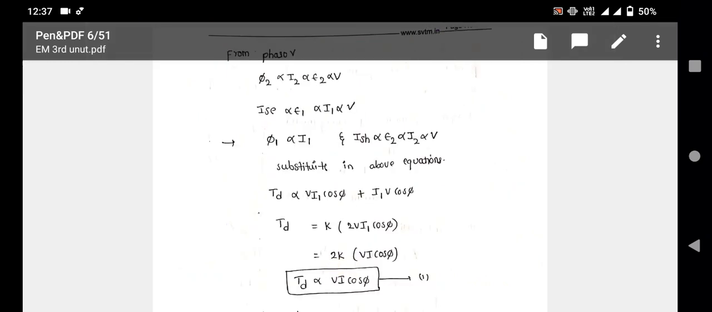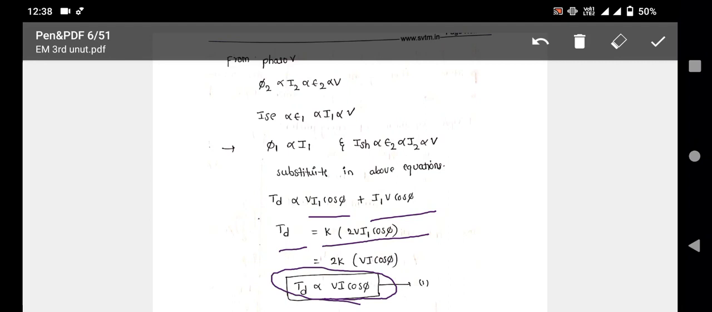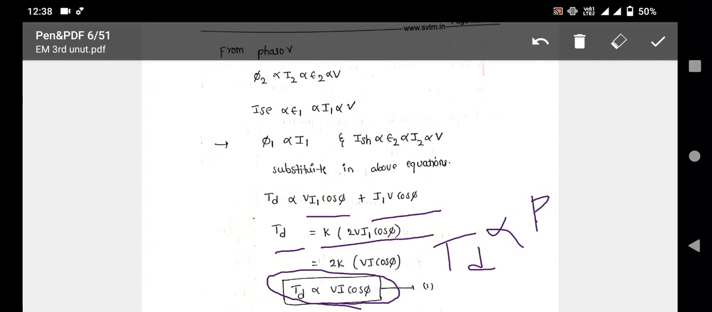By substituting the above equations, TD is proportional to VI1 cos phi plus I1V cos phi. From this, TD equals K 2VI cos phi, that is 2K into VI cos phi, where 2K is a constant. Therefore, driving torque TD is proportional to VI cos phi. That means driving torque is proportional to the power we consume. TD is proportional to power, where TD is not deflecting torque, it is driving torque.